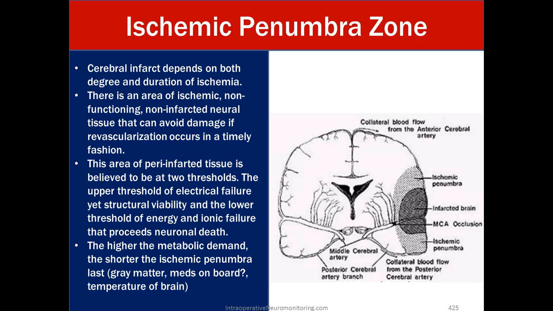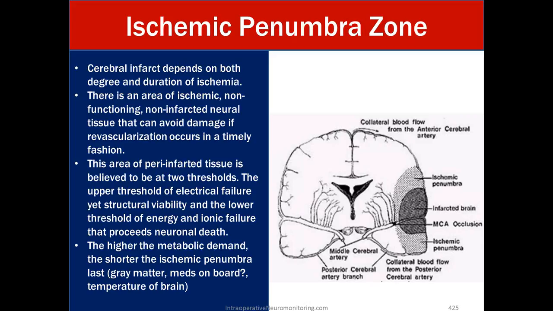Ischemic penumbra zone. Cerebral infarct depends on both degree and duration of ischemia. There's an area of ischemic, non-functioning, non-infarcted neural tissue that can avoid damage if revascularization occurs in a timely fashion. So if you have an area of infarcted brain, around that area is tissue that is still ischemic, but non-infarcted, and it's not functioning. When you have these moments of ischemia, the first thing that will fail is function. That's your brain's, or your body's, own protective mechanism. If it's not having enough blood supply, the first thing it does is shut down. By shutting down, it becomes less metabolically active and is more prone to survive this insult.